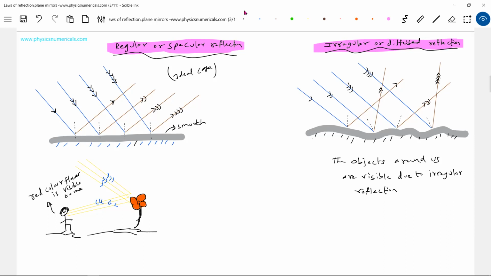Now, we are able to see the color, petals, everything, the details of the flower, because of irregular reflection. Okay, let's take the example of regular reflection. Let me keep a mirror in sunlight. Let me take the same diagram.